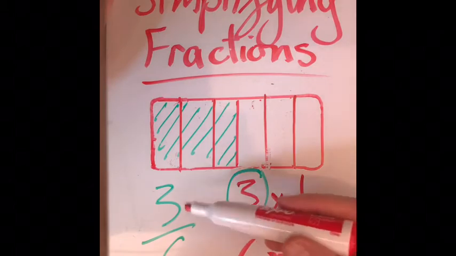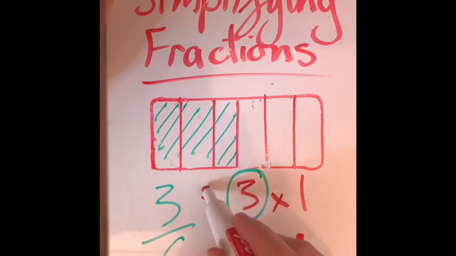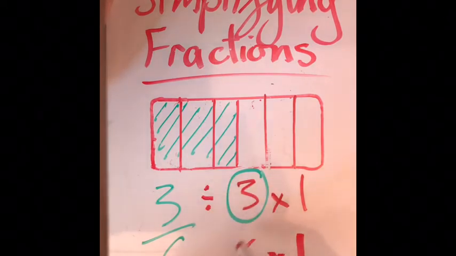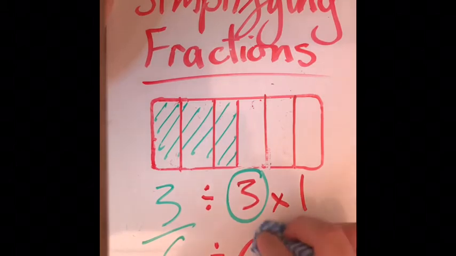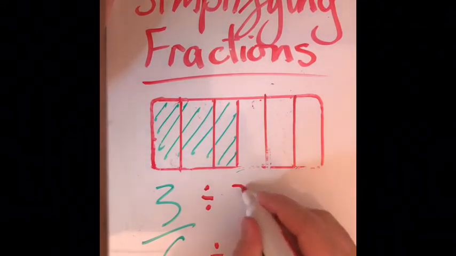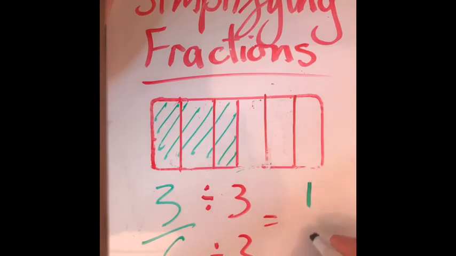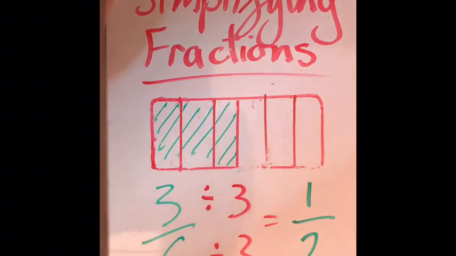So what you have to do to the top number, you have to do it to the bottom number. So we can simplify 3 by dividing by 3, and we can simplify the 6 by dividing by 3 as well. So 3 divided by 3 equals 1. 6 divided by 3 equals 2. And that is how we simplify fractions using the factor method.